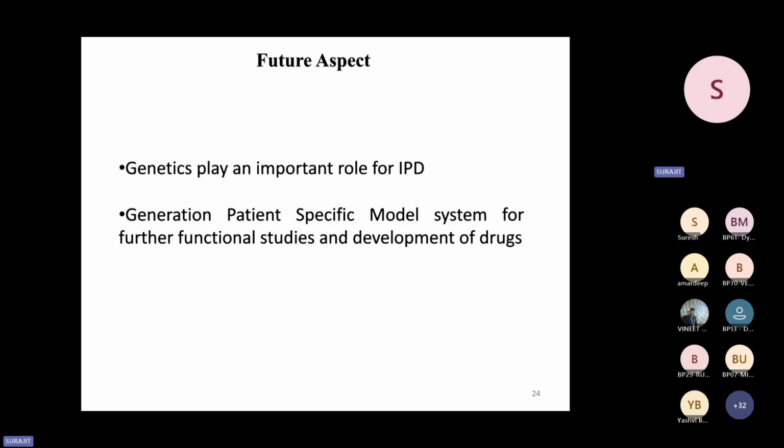So from the whole of this study, we can state our future aspect: to find the genetic role related to IPD, that means idiopathic Parkinson's disease. Very little has been found, and epigenetic studies and other studies are still left, which we have to do. And second, the generation of patient-specific model systems for further functional study and personal drug development.